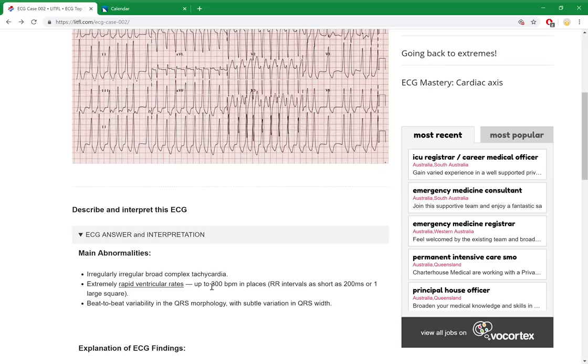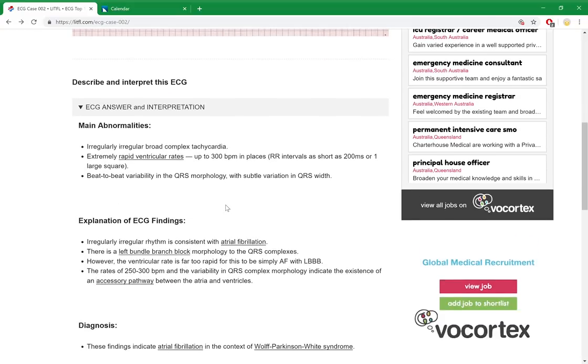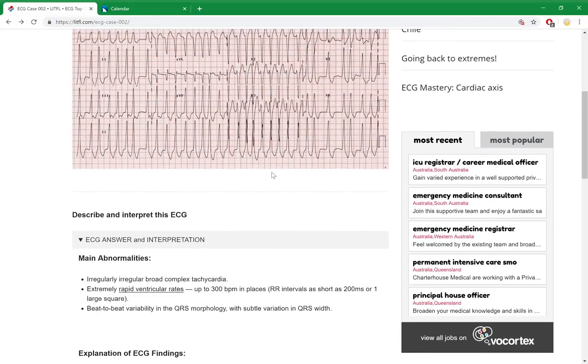Extremely rapid ventricular rates up to 300 beats per minute in places. So right around here, if it was staying at this RR interval the entire time, it would be roughly 300 beats per minute. If you counted all these and multiplied by six, it's probably around 250 beats per minute on average, which is super fast. Beat-to-beat variability, that's what we were talking about. The RR interval is not the same throughout, so it's definitely irregular.